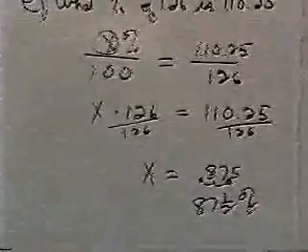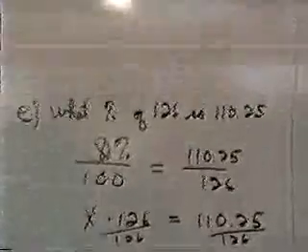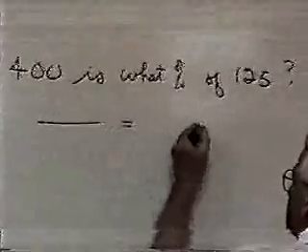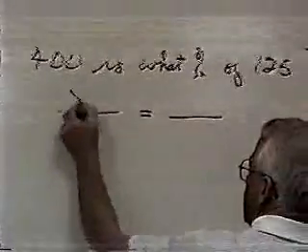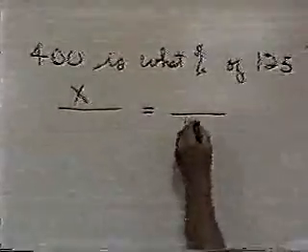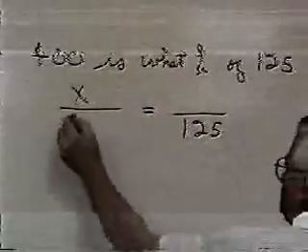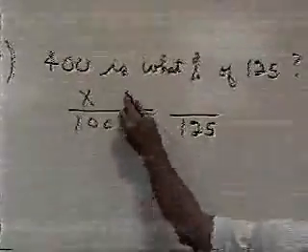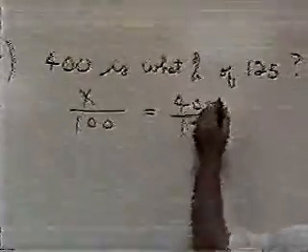Okay, now the F part. It says 400 is what percent of 125? Well, let's see. Use our deal here. What percent? We don't know what percent it is, so we'll put an x there. The word "of" is 125. This, of course, is 100. And 400 is the "is".